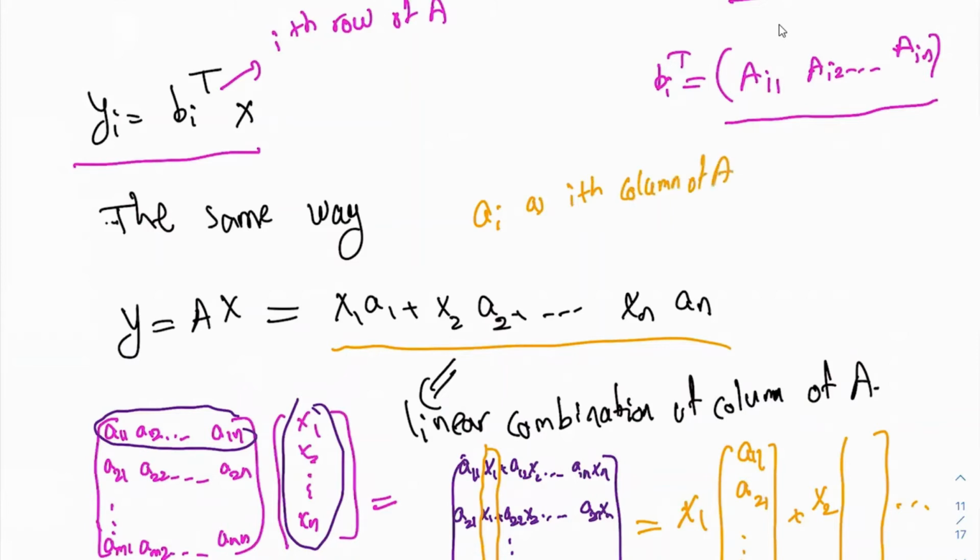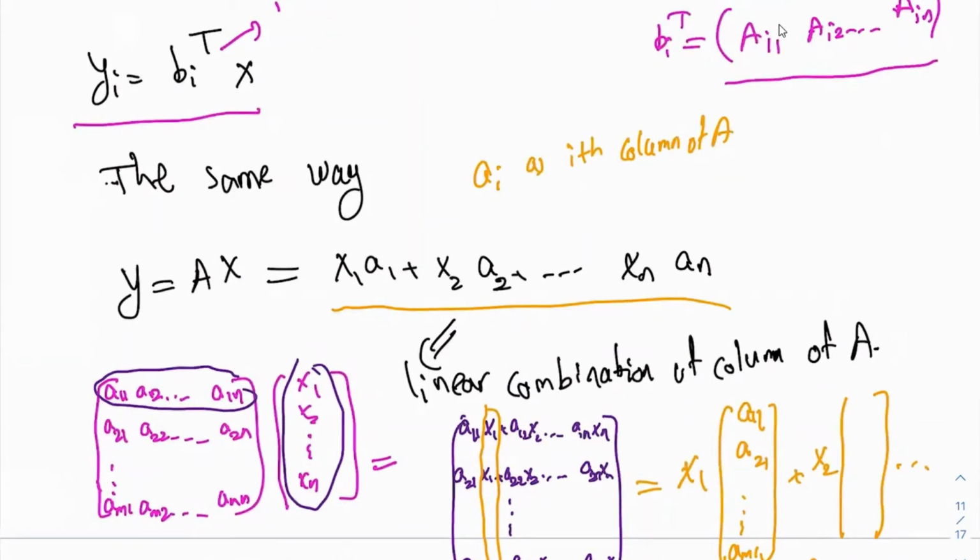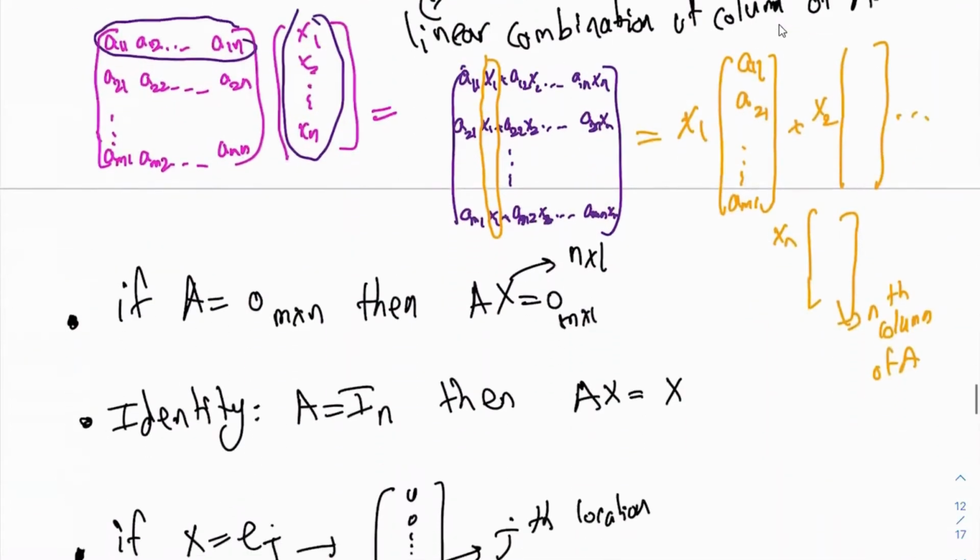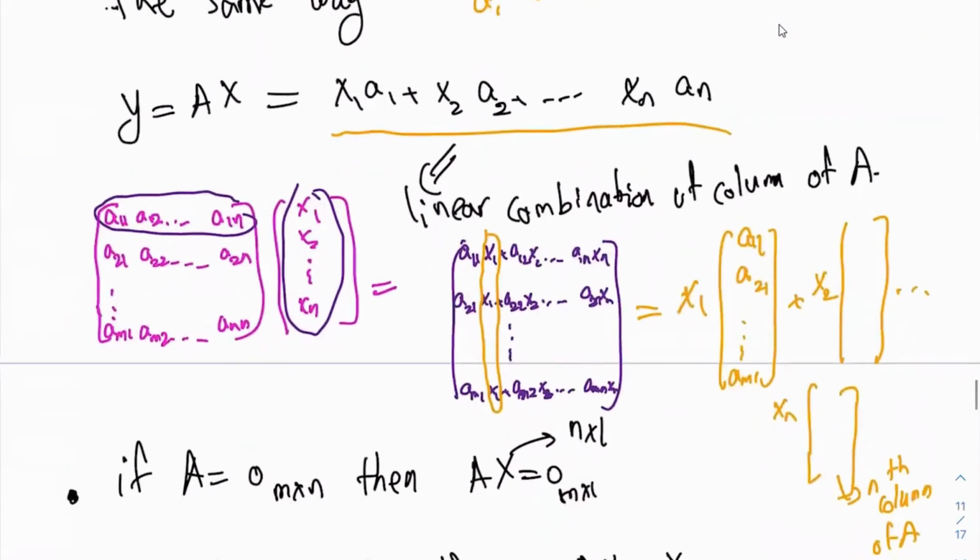So A is exactly the same thing I explained here. x1 times the first column, x2 times the second column, all the way to xn times the nth column. So that's a very intuitive definition. What it says is that you can consider the matrix vector product as a linear combination of the columns of A. So remember this definition, we're going to get back to it shortly, when we talk about linear independence and the basis vectors.